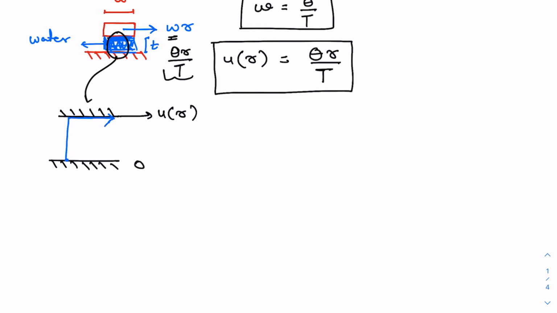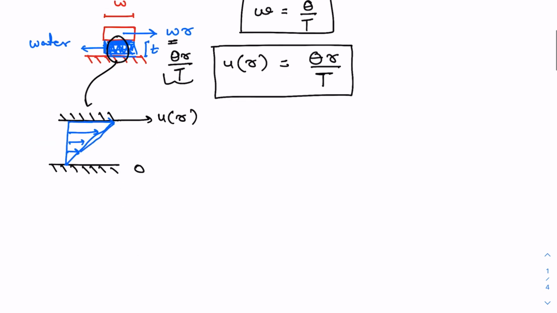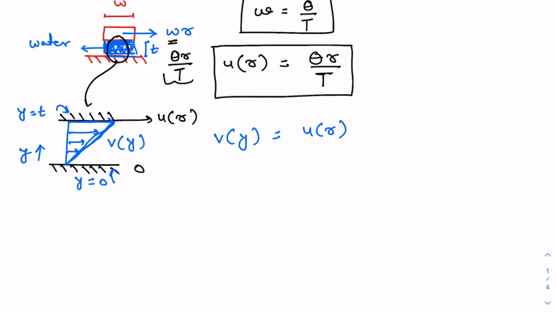The water near the windshield surface does not move at all, and the velocity in the upward direction changes linearly with the thickness. So I'll assume the vertical direction to be y. So y equal to 0 is the windshield surface, y equal to t is the blade surface, and I'll assume this profile to be v as a function of y. So then v as a function of y is nothing but u of r, which is the velocity of the wiper blade, into y divided by the thickness.